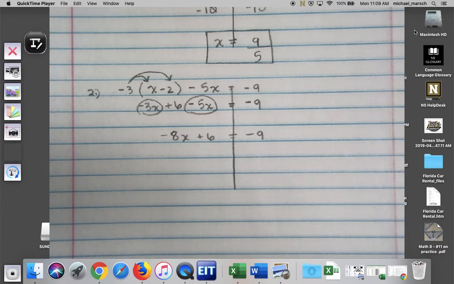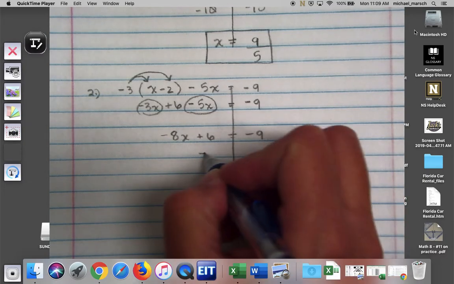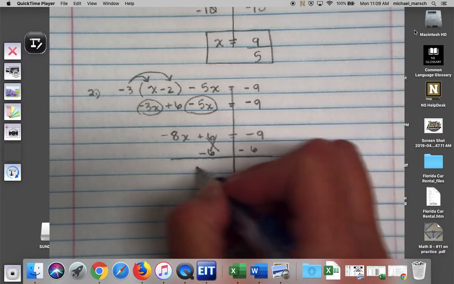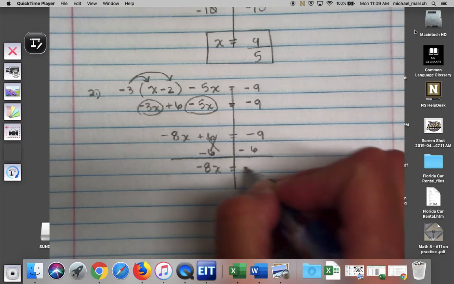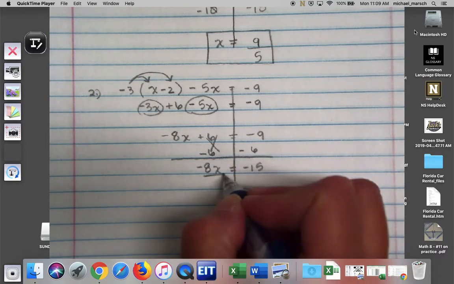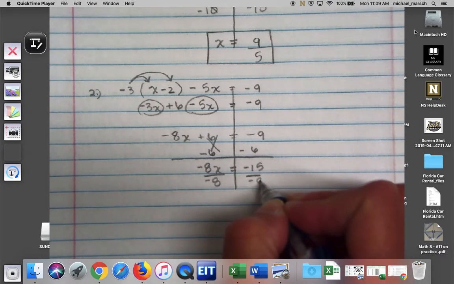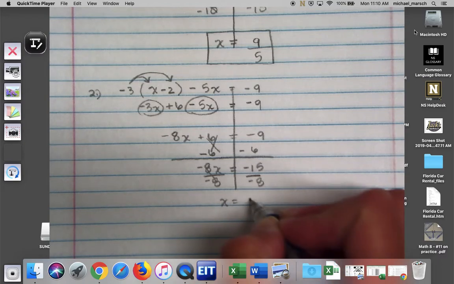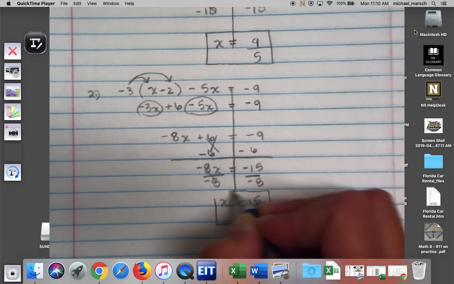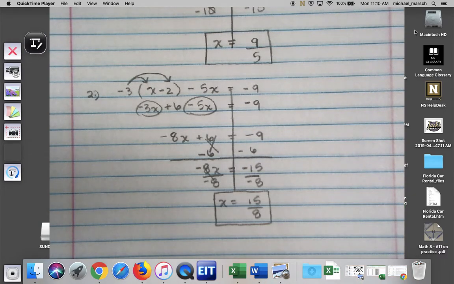Now I've got my two-stepper, so I'm going to subtract my 6 from both sides. And I'm left with negative 8x equals negative 15. Divide both sides by negative 8. X equals positive 15 over 8. I can't simplify that any further. We're not going to do decimals and we're not going to do mixed numbers. We're going to leave it like that.